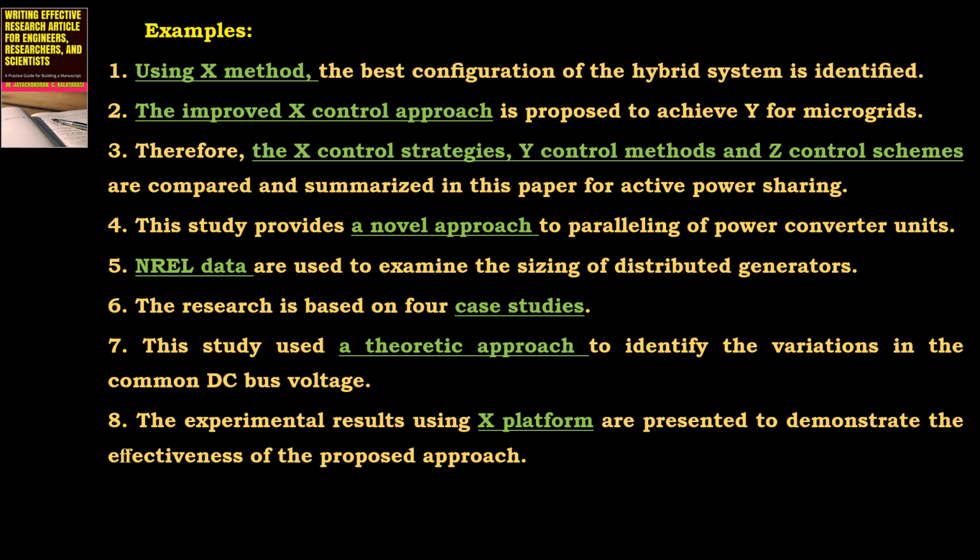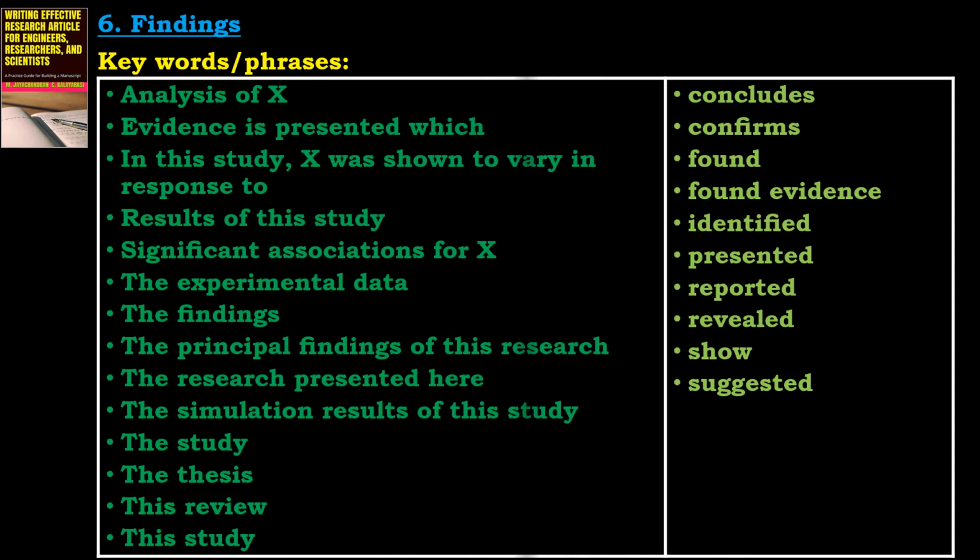5. NREL data are used to examine the sizing of distributed generators. 6. The research is based on 4 case studies. 7. This study used a theoretic approach to identify the variations in the common DC bus voltage. 8. The experimental results using the X platform are presented to demonstrate the effectiveness of the proposed approach.